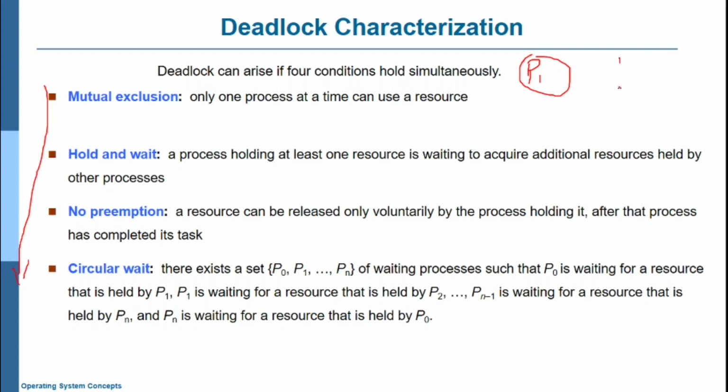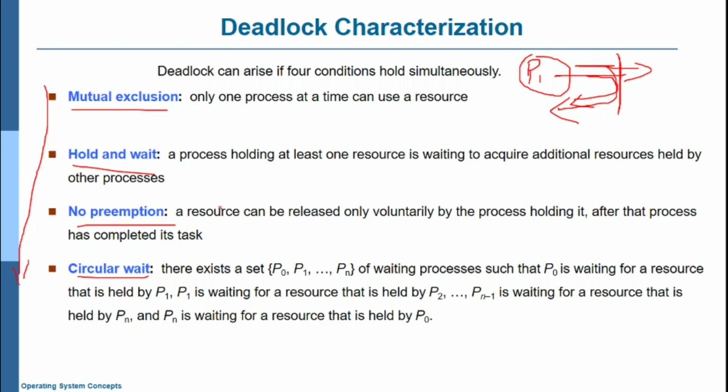Deadlock means there are no other steps. If any deadlock occurs, it cannot pass through this line, it has to come back. If it is in the deadlock condition, it cannot complete its task, it has to come back. So the four conditions are: mutual exclusion, hold and wait, no preemption, circular wait.